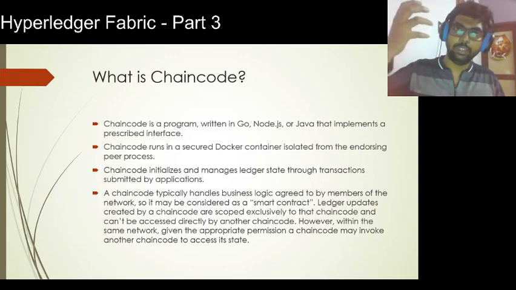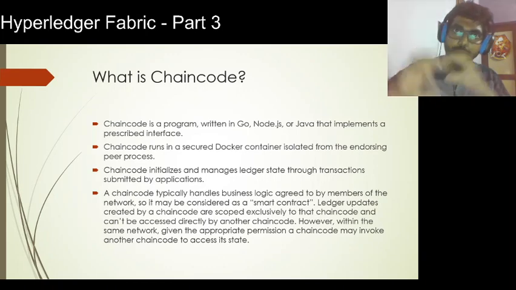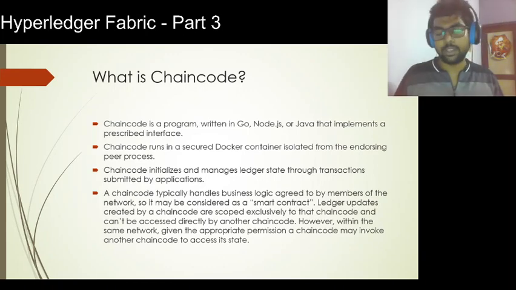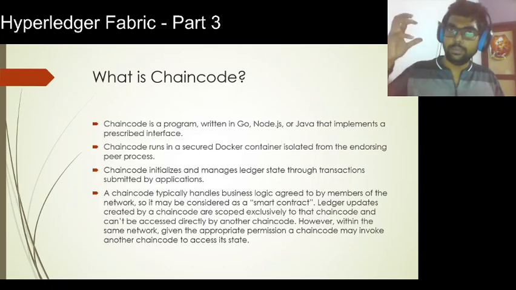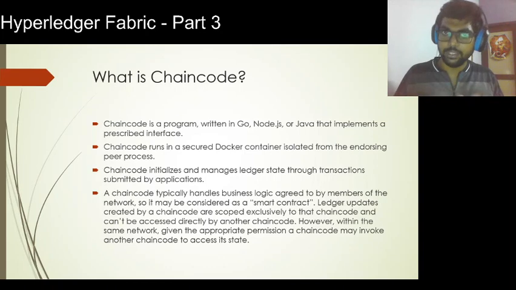Chaincode is not only an interface between the application and the ledger; it also has the business logic, what the application can do with the ledger. If the application wants to see the data, it should be defined in chaincode. If the application wants to edit the block or the data, it should be defined in the smart contract.